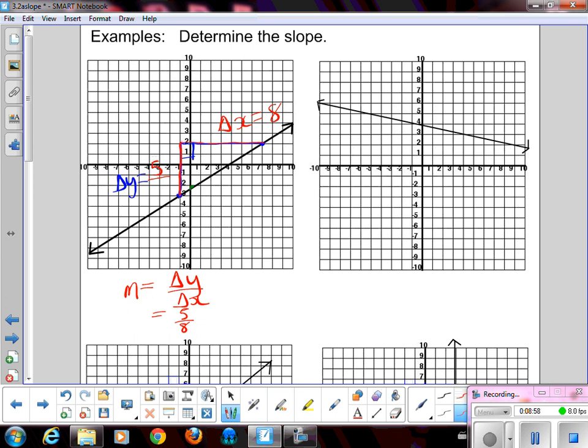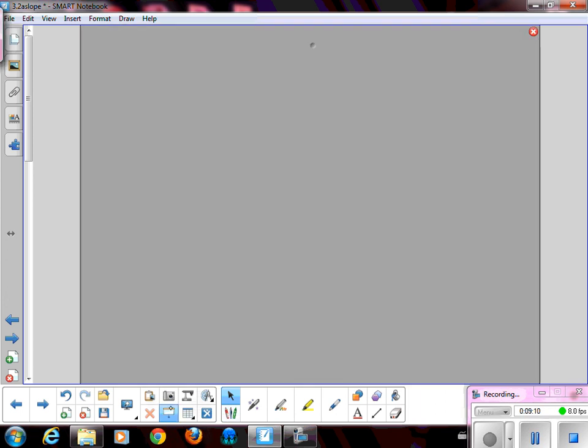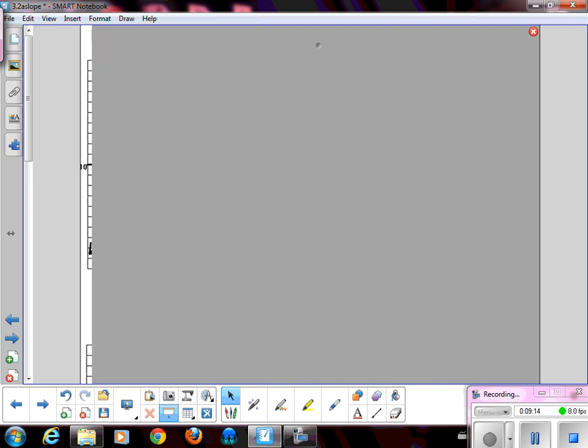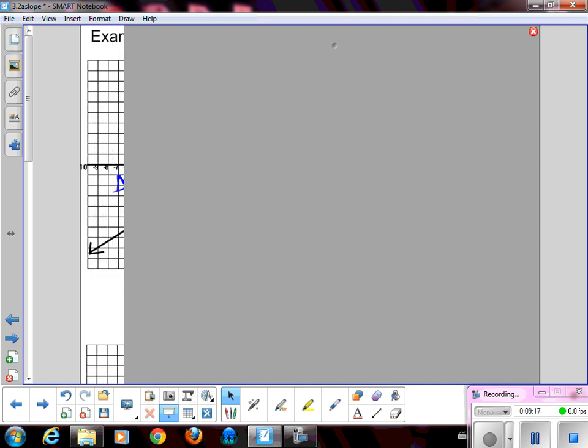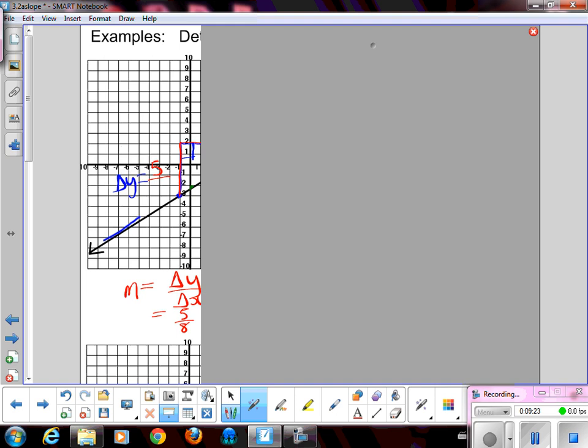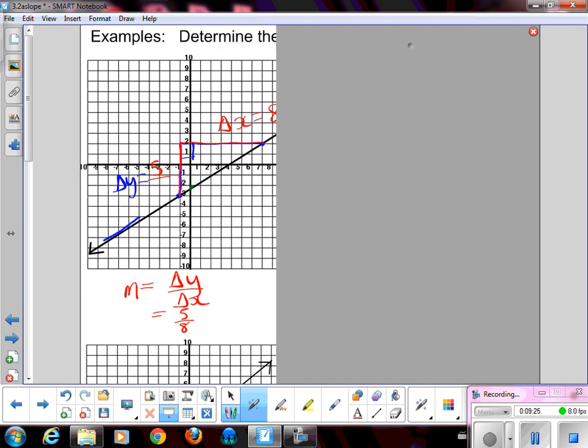So let's try the next one. What's different about this line is it looks different because it's going in a different direction. If you notice the first one, and we read graphs the same way we read books, always from left to right, you can see that this line is going up. So this means that it's positive. Moving up is positive.